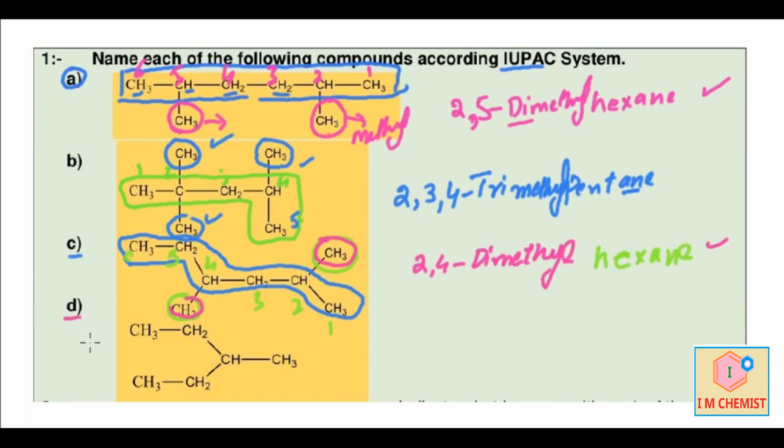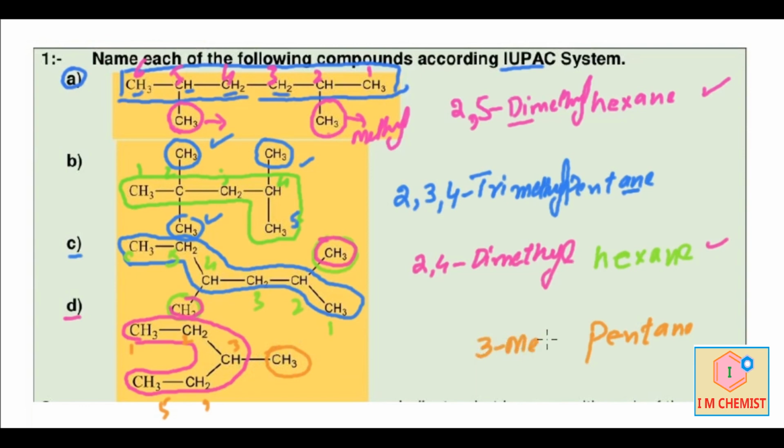Let's proceed toward example number D. First of all, you have to select the parent chain, so this would be the parent chain. How many carbons are there? You have to number them 1, 2, 3, 4 and then 5. For 5 you use pentane. Now as you can see, at carbon number 3 we have a substituent, so this would be 3 hyphen methyl and then pentane. So this is how you can write down the name of any type of organic compound.